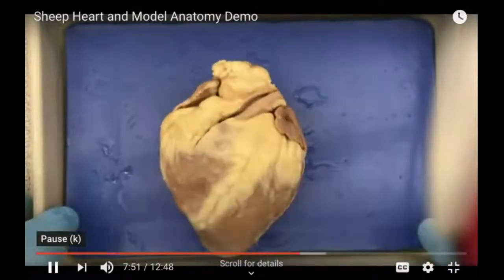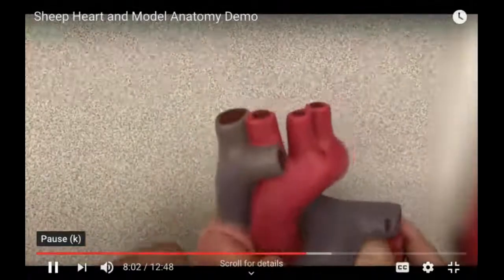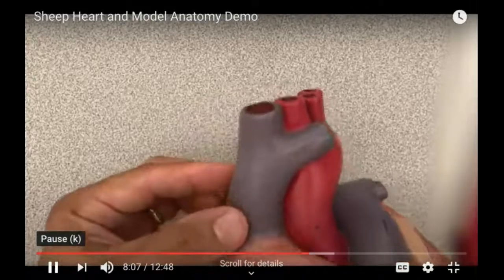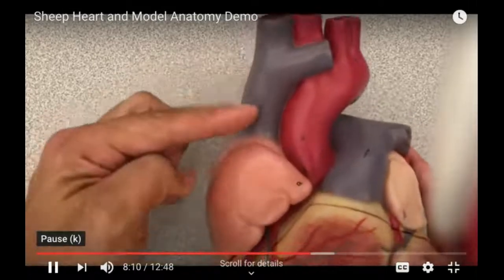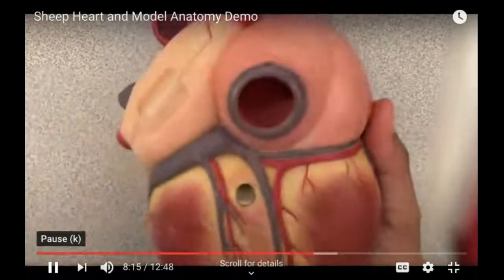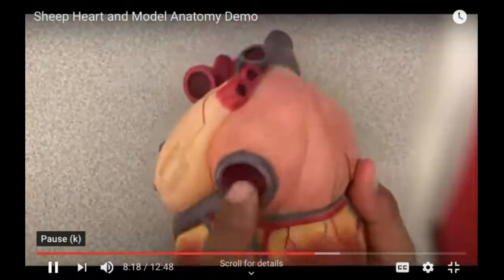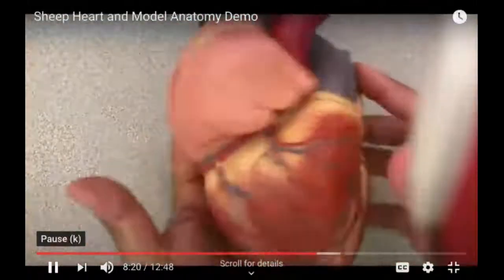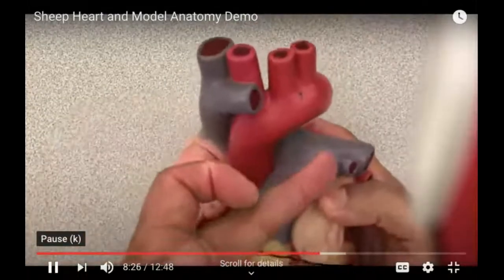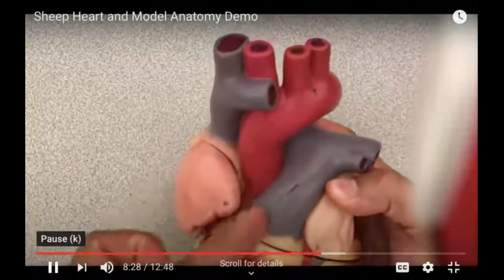Now, if we move this out of the way and take a look at the human heart model, here we have the aorta once again. Here's the superior vena cava, bringing blood down this way. And if we flip it around, we have the inferior vena cava right here. And going across, just like we saw before, that's your pulmonary trunk.